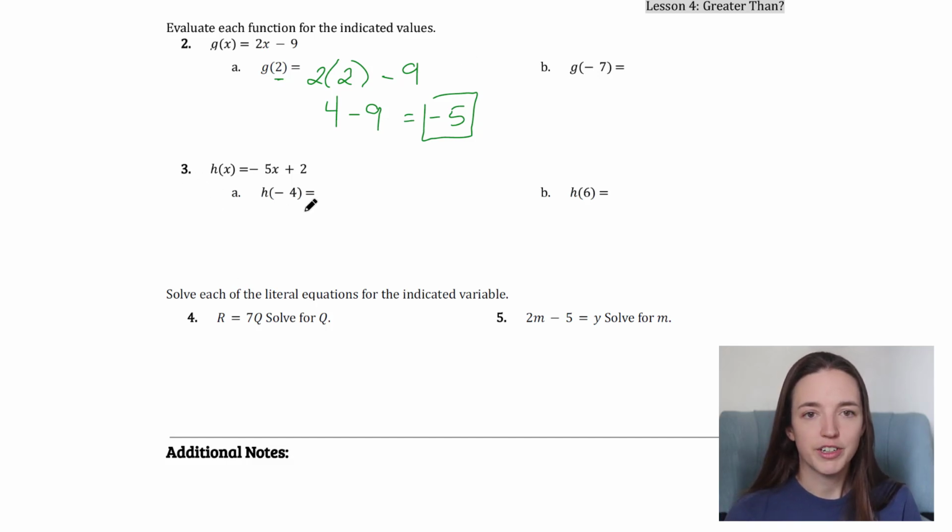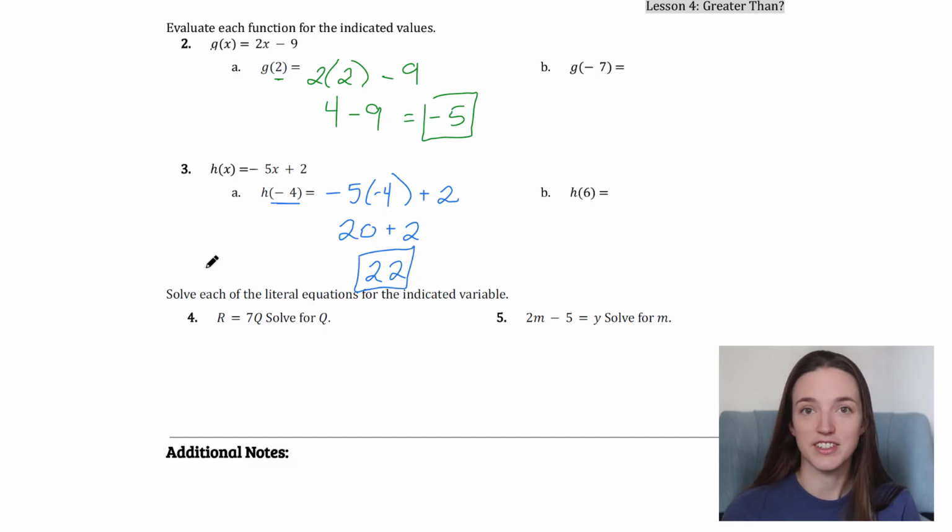All right, number 3. This time our input is negative 4. So we're going to plug in negative 4 for x. Okay, I've got a negative times a negative, which is going to turn into a positive. Now I've got 20 plus 2, that's 22. Same thing, let's skip b because it's very similar.